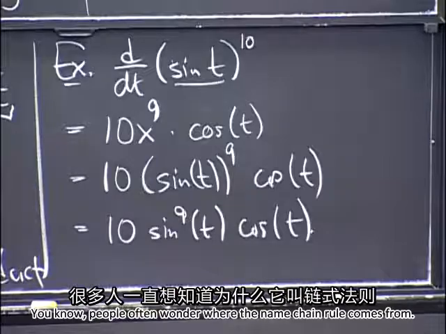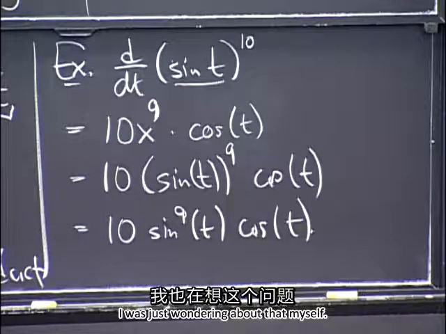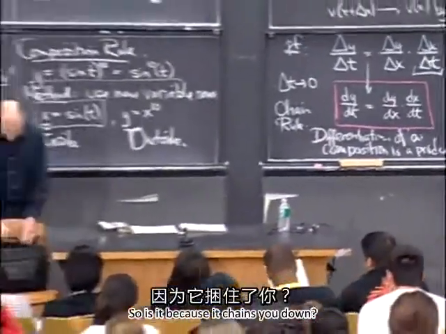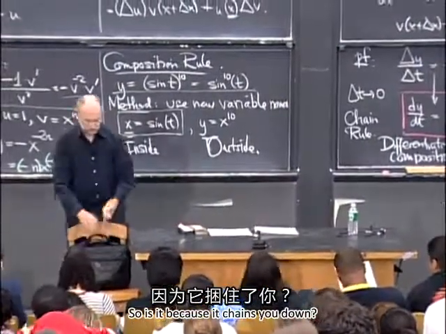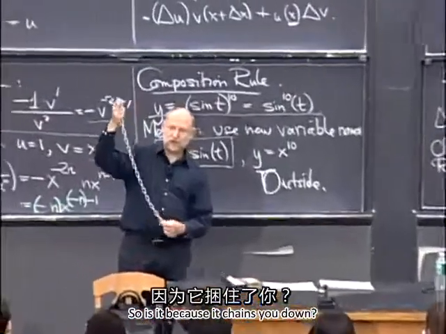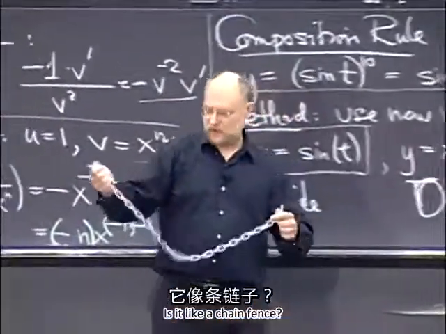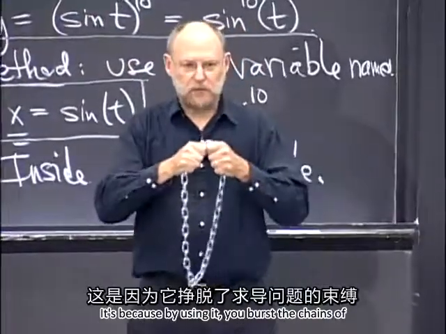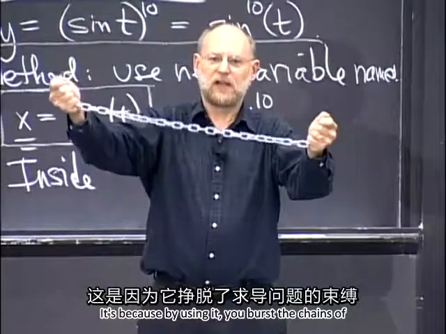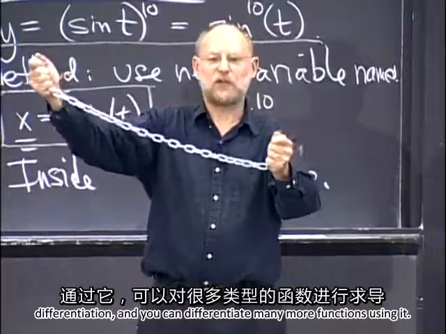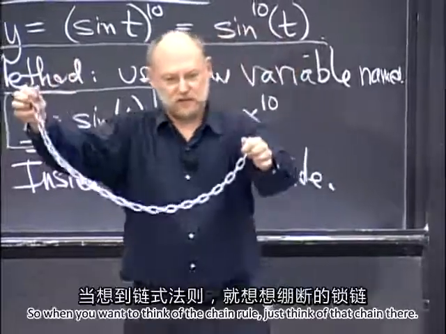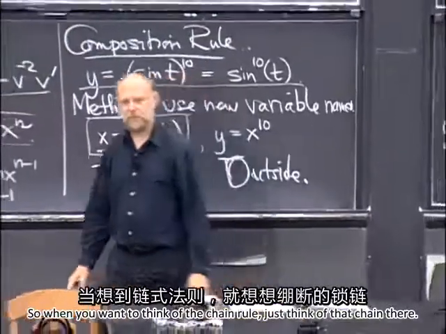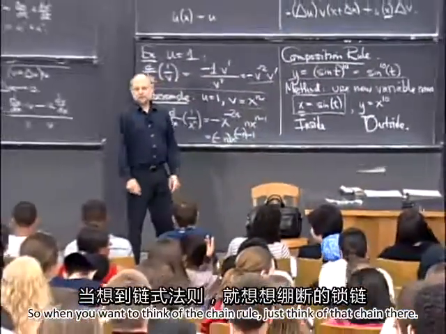You know, people often wonder where the name chain rule comes from. I was just wondering about that myself. Is it because it chains you down? Is it like a chain fence? I think I've decided what it is. It's because by using it, you burst the chains of differentiation, and you can differentiate many more functions using it. So when you want to think of the chain rule, just think of that chain there. It lets you burst free.